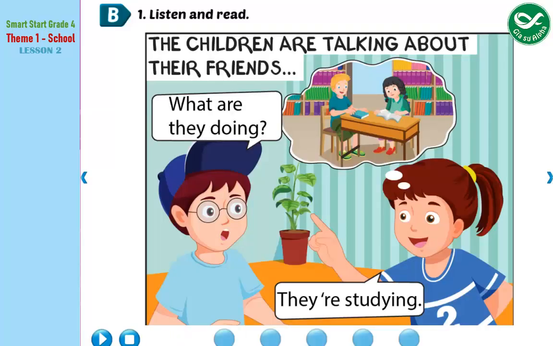B. 1. Listen and read. The children are talking about their friends. I can't see Nick and Mai. What are they doing? They're studying. Look, there they are.